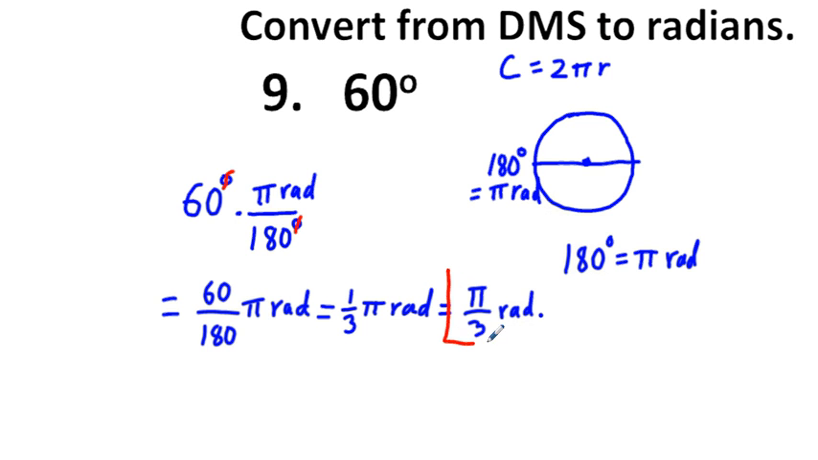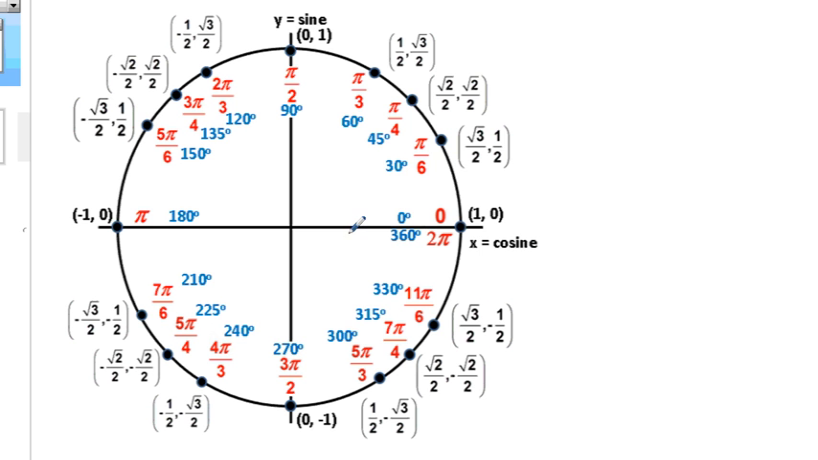I want to show you something. The unit circle of trigonometry, which I happen to have up here, you can see in blue certain angle measures in degrees, and in red these same angle measures but in units of radians.